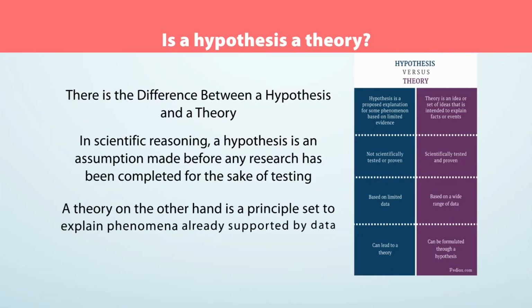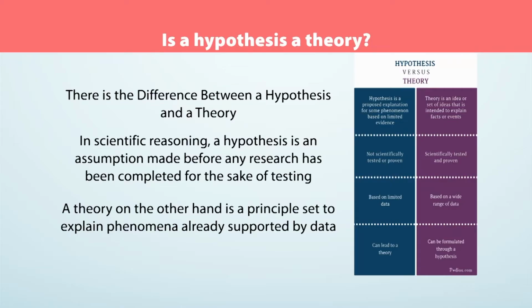So I think assumptions may sometimes be right, sometimes wrong, but what we observe is that it all depends on how you are presuming things, how you are assuming things. Whereas a theory, on the other hand, is a principle set to explain phenomena already supported by data. So theory is more concrete in nature, while hypothesis is based on assumptions, whereas theory is based on data, which is more genuine in nature.